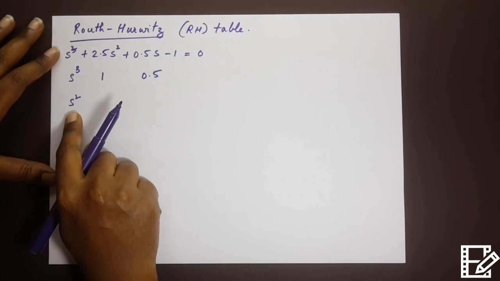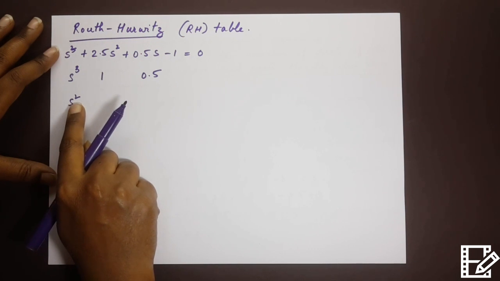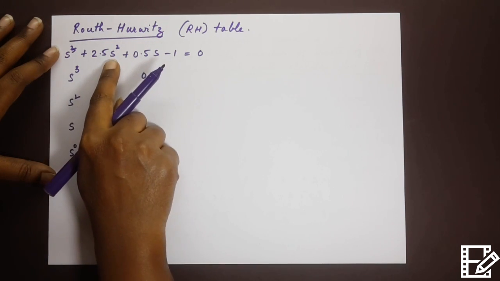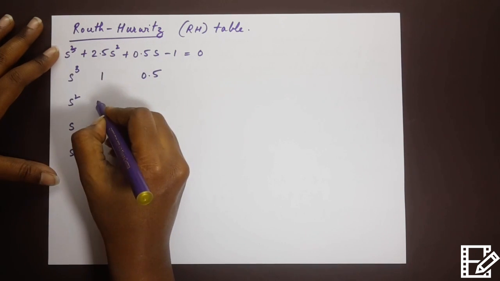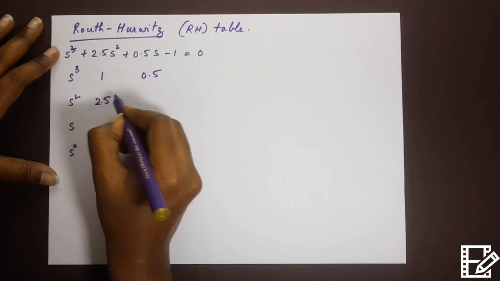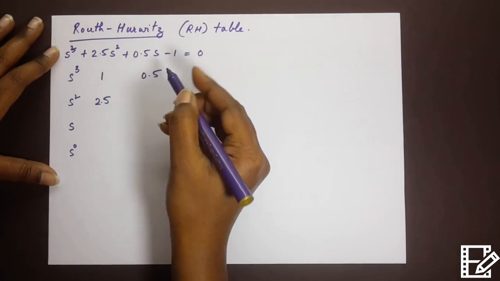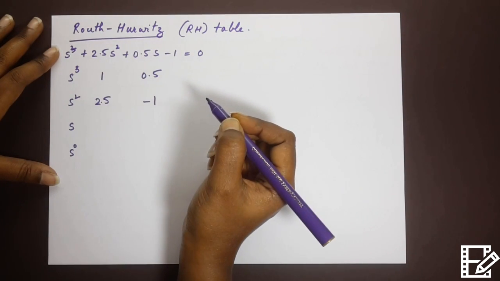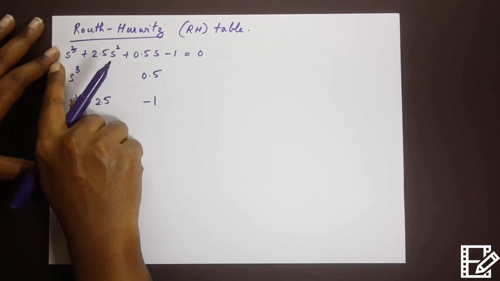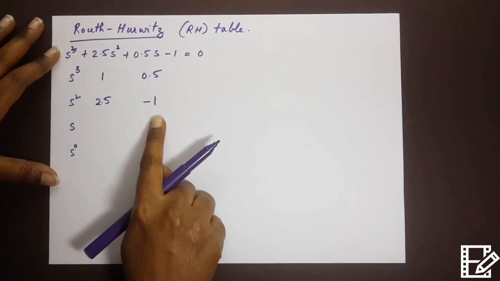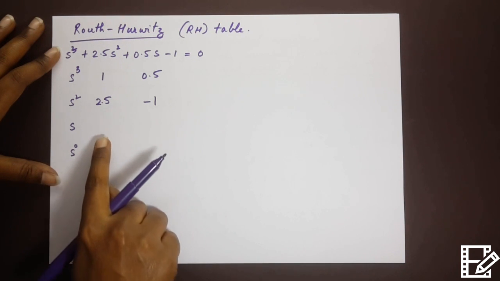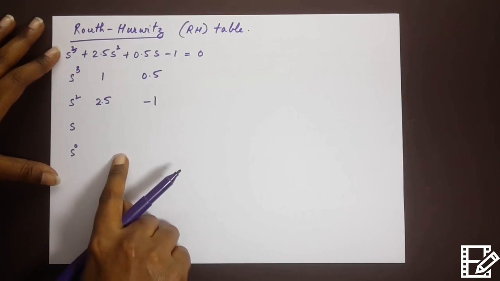Now next row, we have s square here. So s square is an even power. So we look at the even powers of s, starting with 2.5. 2.5 is the coefficient, and the next coefficient is minus 1. Okay, so we have all the coefficients written out in this form. Now we will have to find out the others in the table.